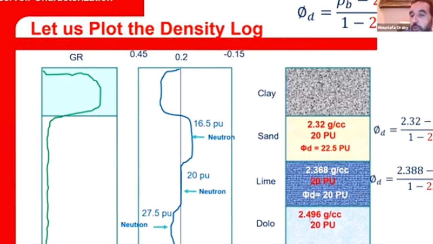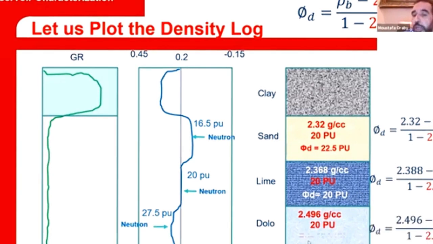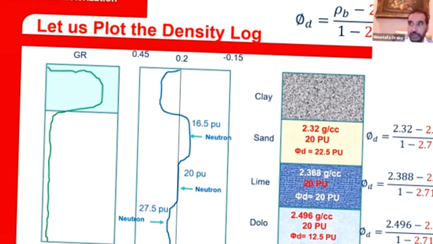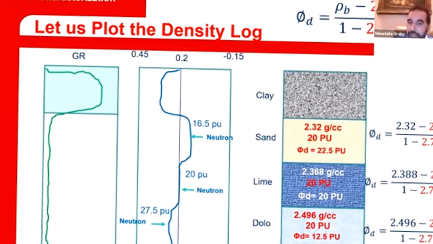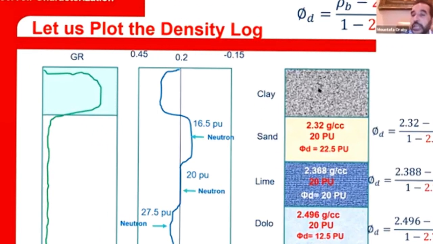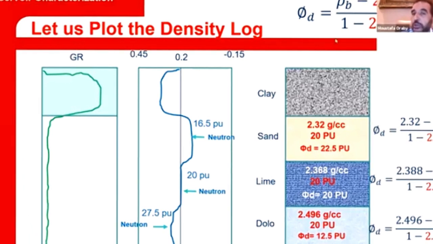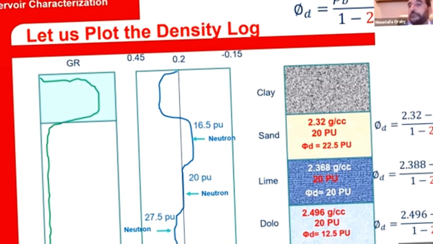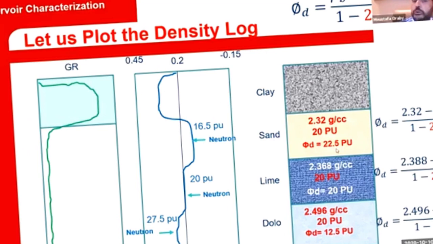It has to give you exactly 20. How about the dolomite? For the dolomite, I put 2.496. Then you do the math, then the density porosity will be 12.5. Is it reading higher or lower? It's reading lower. Okay, everybody understand that? So you take the density of the sand, you calculate the density porosity of the sand. You put the density of the lime, you calculate the density porosity of the lime. You put the density of the dolomite, you calculate the density porosity of the dolomite, all of them on limestone scale. This one became 22.5.